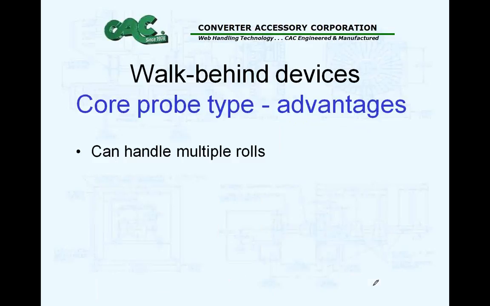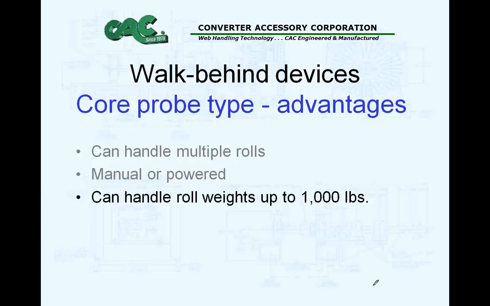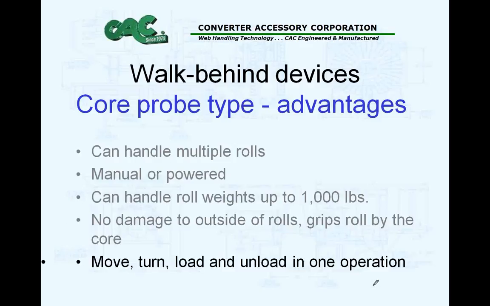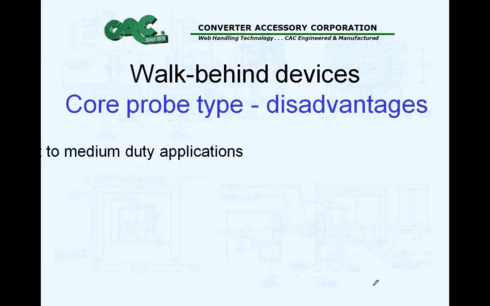You can handle multiple rolls with this type of equipment. They can be manual or powered. It can handle roll weights generally up to 1,000 pounds, and we're grabbing the roll by the core, so there's no outside roll diameter damage. You can move, turn, load, and unload all with one piece of equipment.